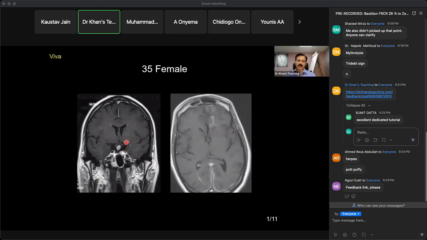Okay, let me help you, because I can understand your handicap, because you don't understand anatomy-wise where you are. This was the infundibulum, and this is a post contrast. This infundibulum is thickened and it is enhancing. This plus this, what comes to your mind? Can you describe the findings here?